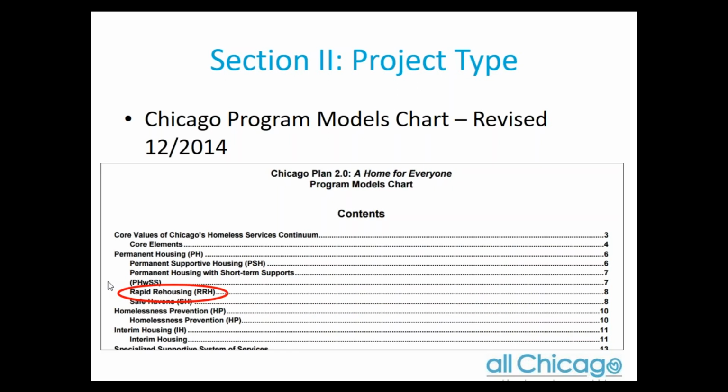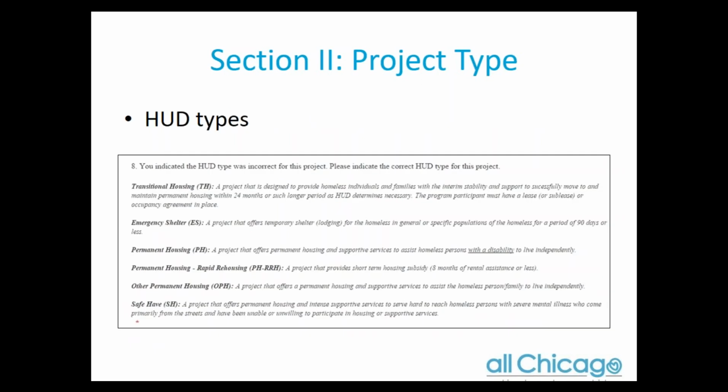just to see what those outcomes are. I know the CoC is currently looking at updating the Chicago program models chart, so we will probably have a revised version by this time next year. If you're asking yourself what is transitional housing or what is a permanent housing rapid rehousing program, you'll be able to see the definitions.